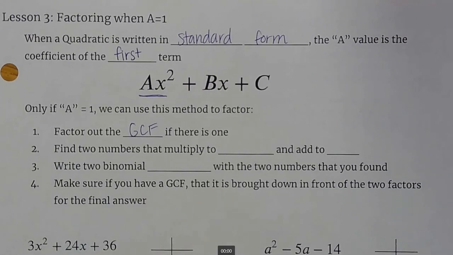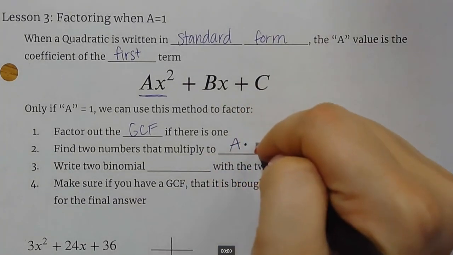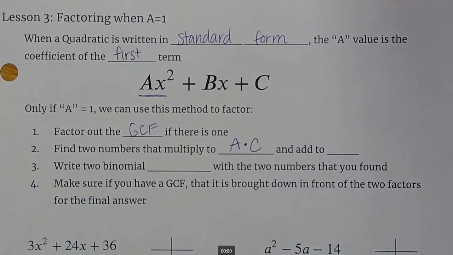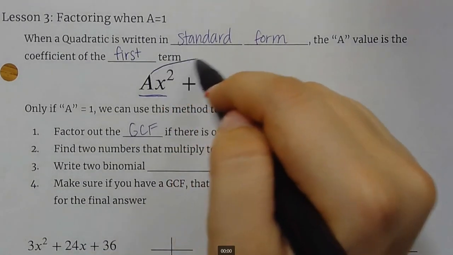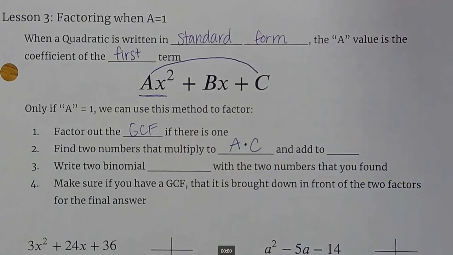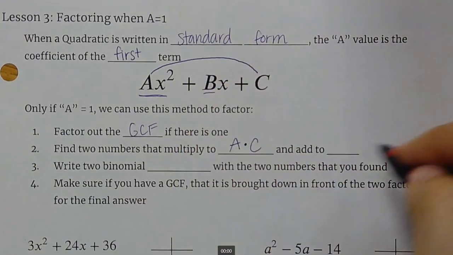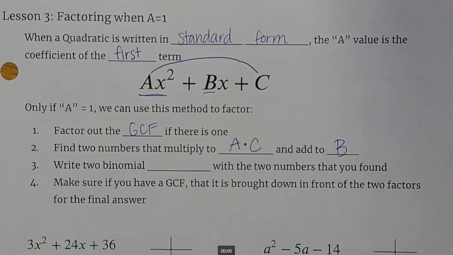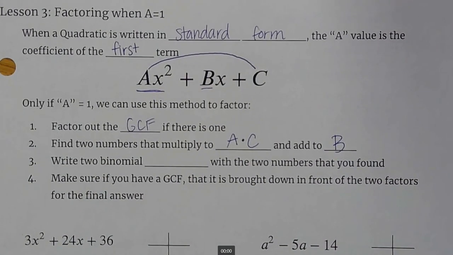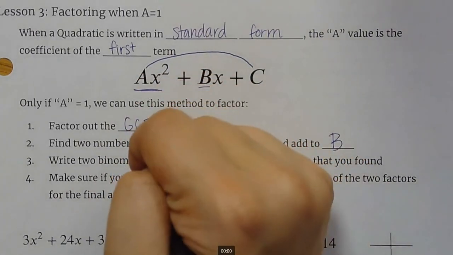Next, we're going to find 2 numbers that multiply to a times c. We get a times c from standard form. We multiply those together. Today, a is going to be 1, so it's just 1 times c. We're going to find 2 numbers that multiply to a times c, which means they're factors, and they add to this b value, the middle term.